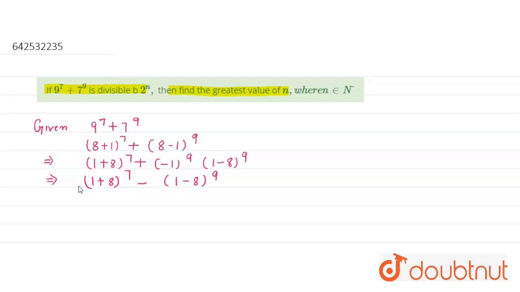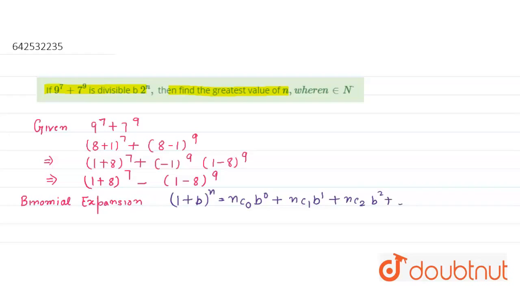Now what I will do is use the binomial expansion. The formula for binomial expansion is 1 plus b raised to the power n, as I have 1, so it is nC0 b raised to the power 0 plus nC1 b raised to the power 1 plus nC2 b raised to the power 2 plus, and so on, nCn b raised to the power n. So let's use this expansion.